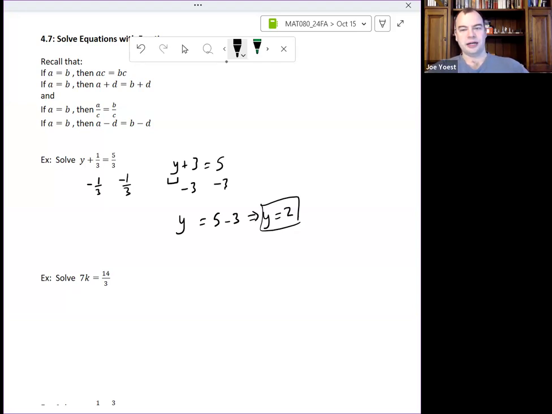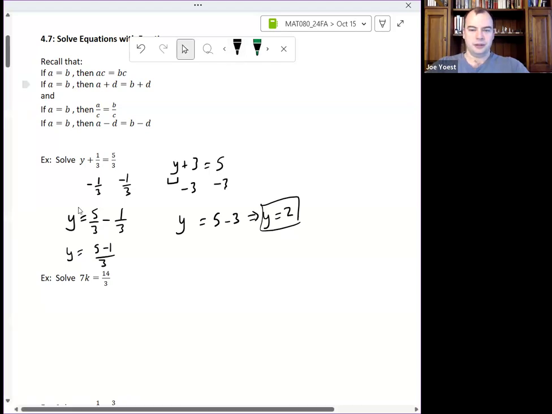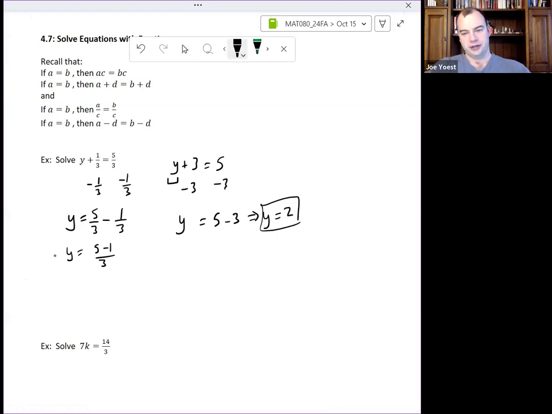y plus 1/3 minus 1/3 on the left side just gives me y by itself, so that's good. That's a success. On the right side, I have 5/3 minus 1/3. And now I just need to simplify that. I see that this is a difference. It's a subtraction of two fractions that have a common denominator. Well, I can put that together as one fraction over the common denominator.